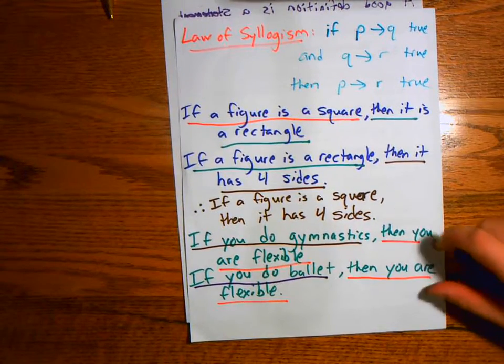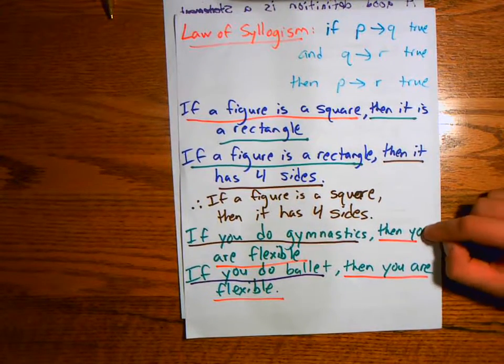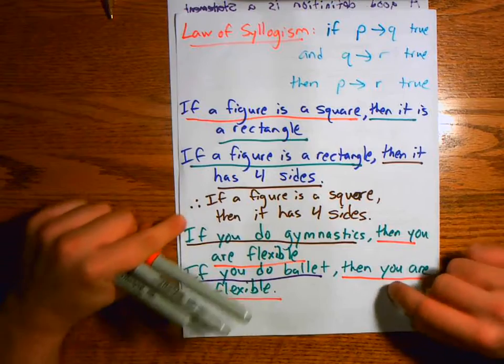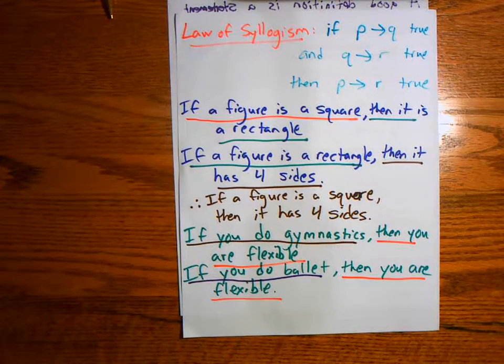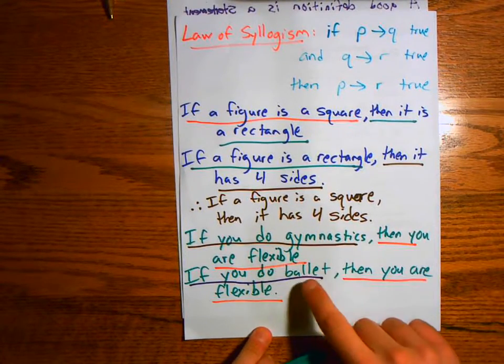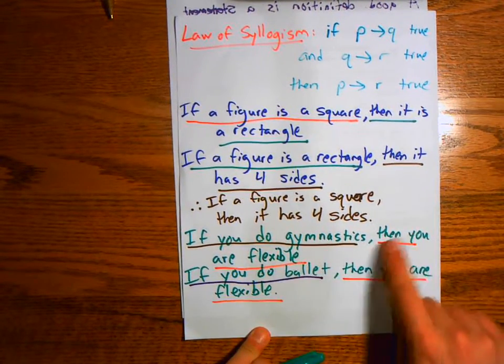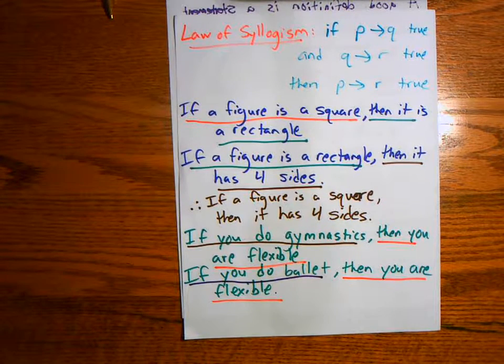Since it is my conclusions that match up, and my conclusion does not match up with my hypothesis in either of the statements, I cannot conclude anything using deductive reasoning or the law of syllogism. There is no P then Q, Q then R. It is P then Q, R then Q. There's nothing I can conclude.